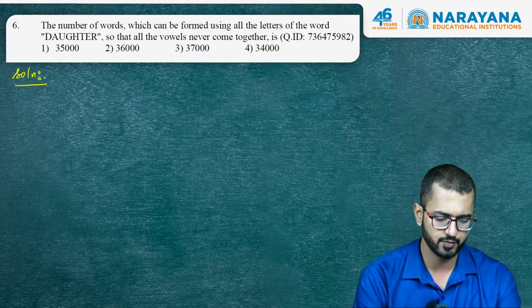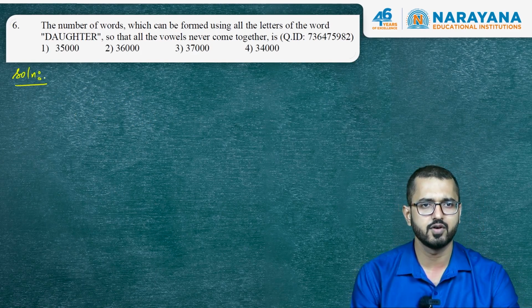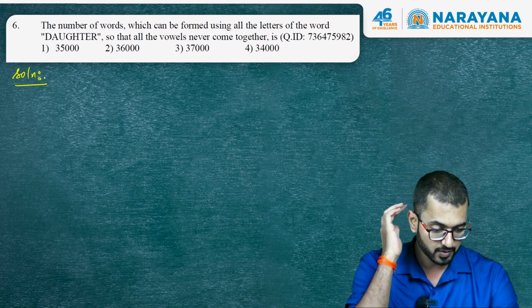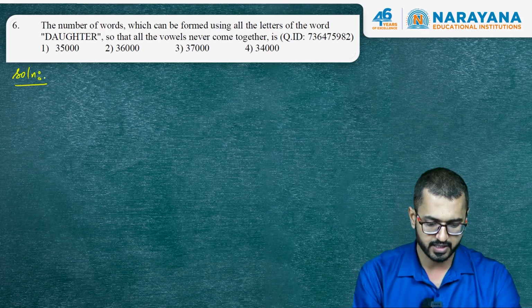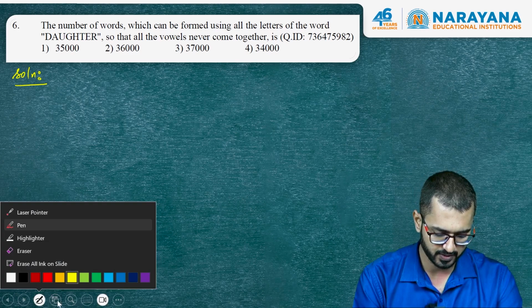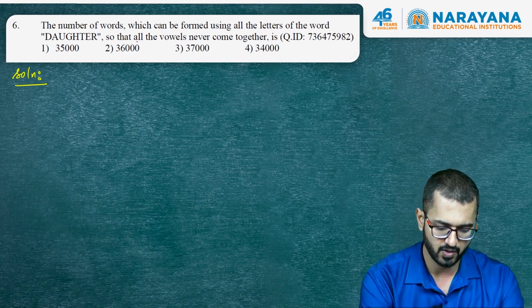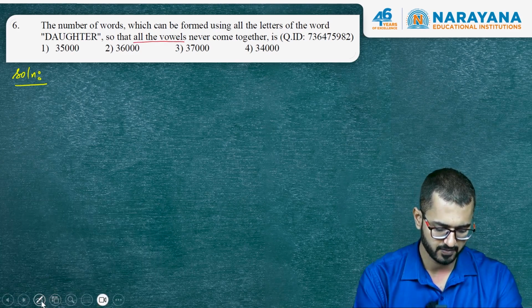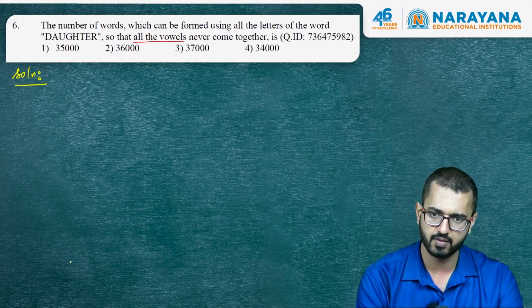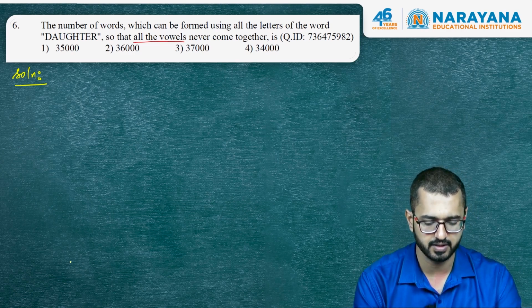So here this is given to be the number of words which can be formed using all the letters of the word daughter, so that all vowels never come together. So here this is the key. We have all vowels. All vowels never come together. So it is all vowels.